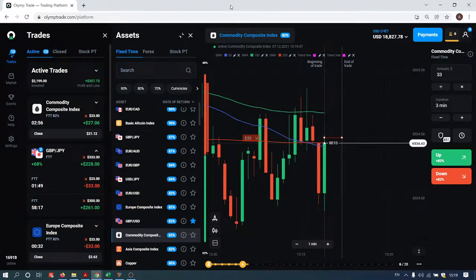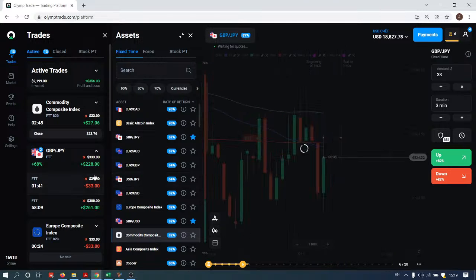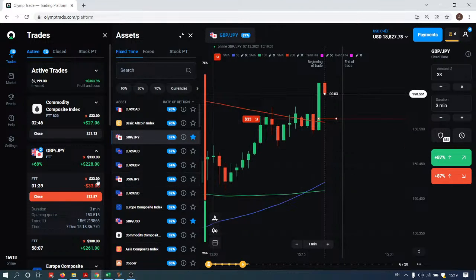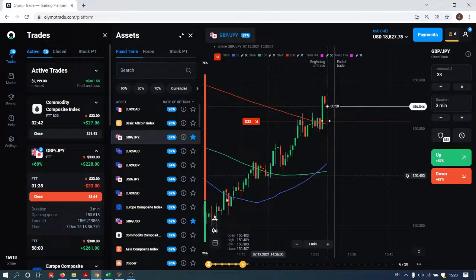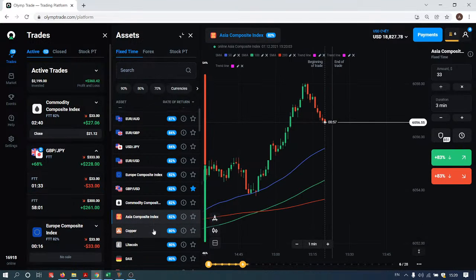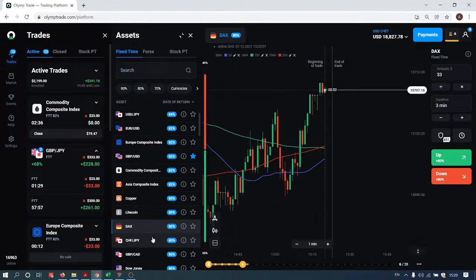So a breakdown on commodity composite index. The price broke under the 50 SMA and the 200 SMA. Thus, I opened a trade in the downwards direction. What's going on here? Looks like the price is reversing. Copper.